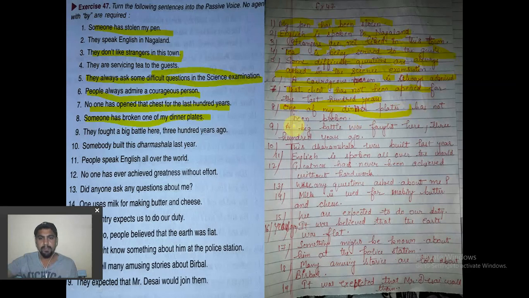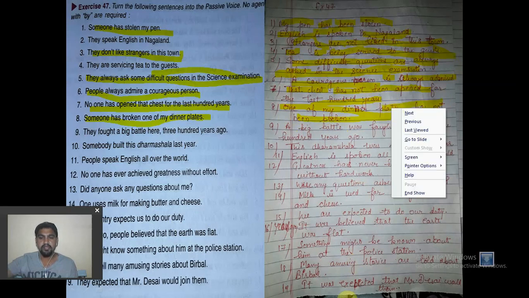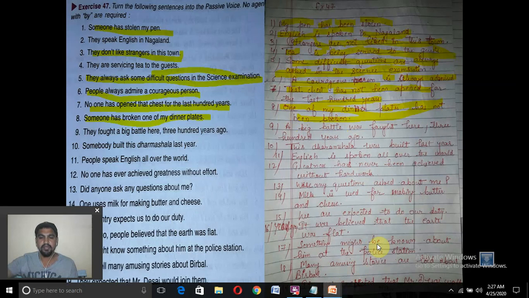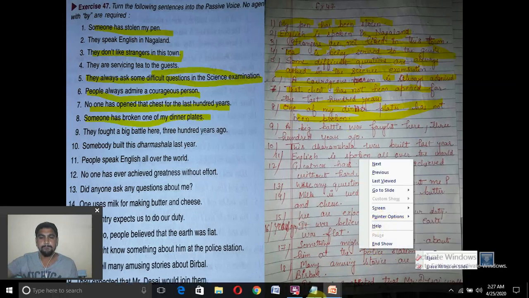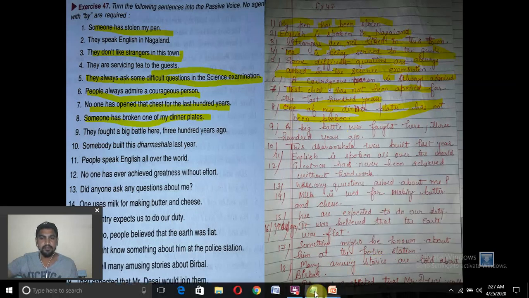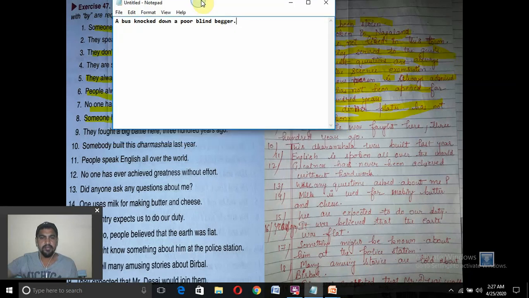Let me see. Has not been broken. This is wrong. So the 8th statement is written wrongly. Let me just see whether I can write that one in this one. I can write here.